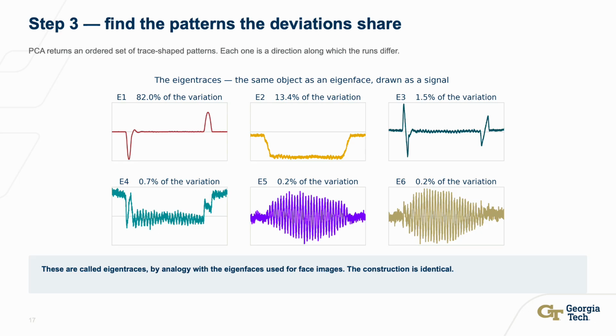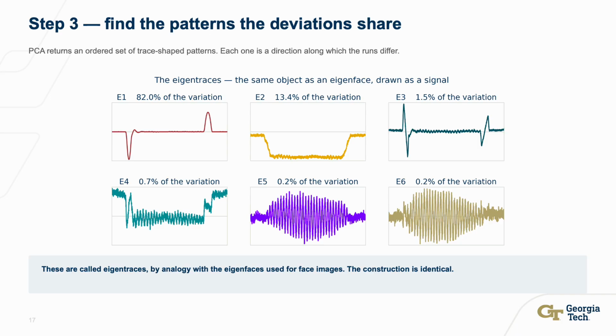Step 3. We now have 100 deviation curves, and we want to know what patterns they share. Principal component analysis answers that. Formally, it finds the directions along which the data varies most, ordered by how much variance each accounts for. Informally, and more usefully here, it hands back a set of trace shape patterns such that every deviation curve can be written as a composition of them.